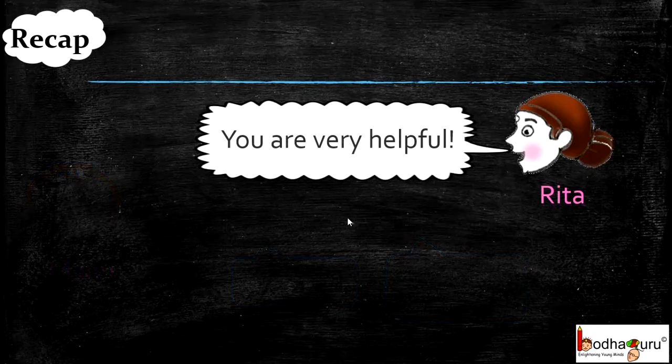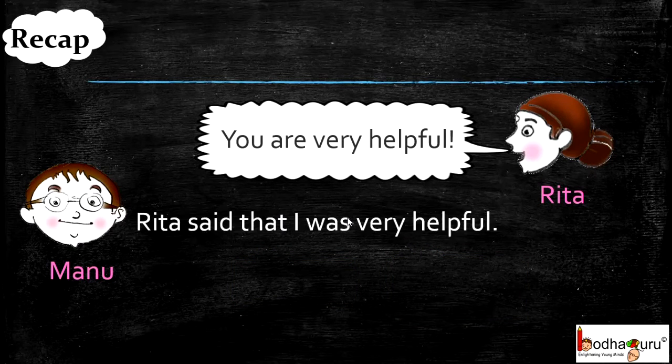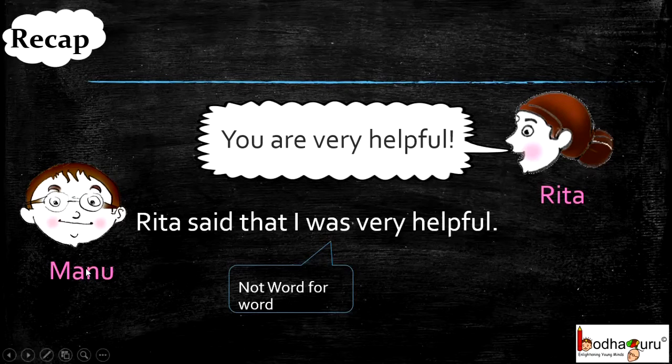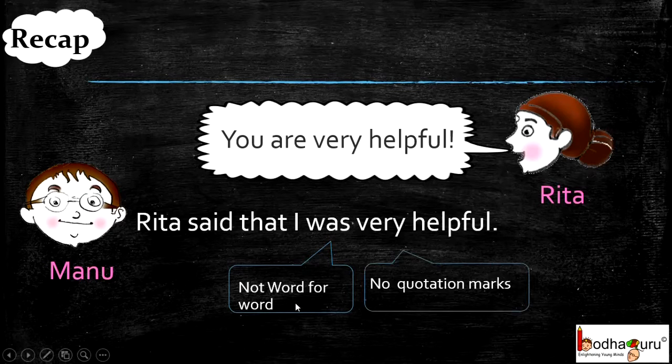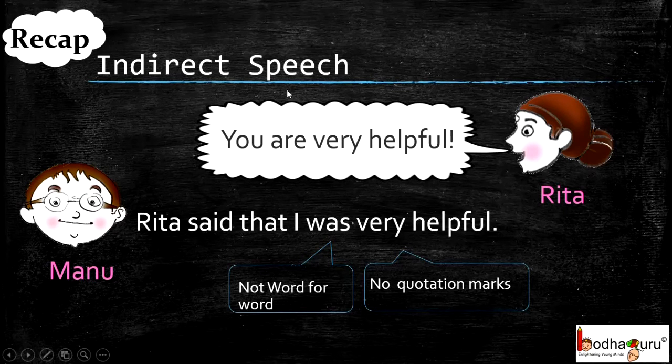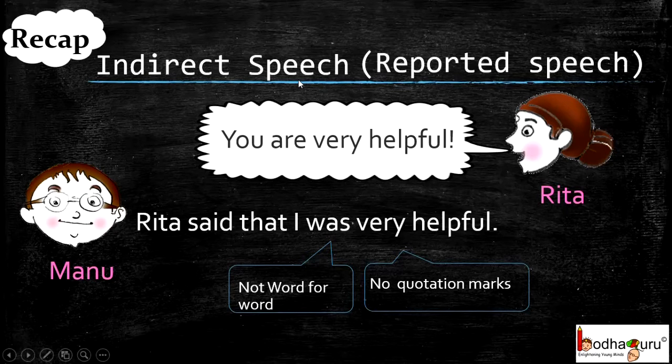Next, the other way to say the same thing would be, Rita said that I was very helpful. What do we see here? Here we see Manu has not used the exact words used by Rita. So it is not word for word. Also, you see there are no quotation marks used in this kind of speech. And we say this is indirect speech, also known as reported speech.